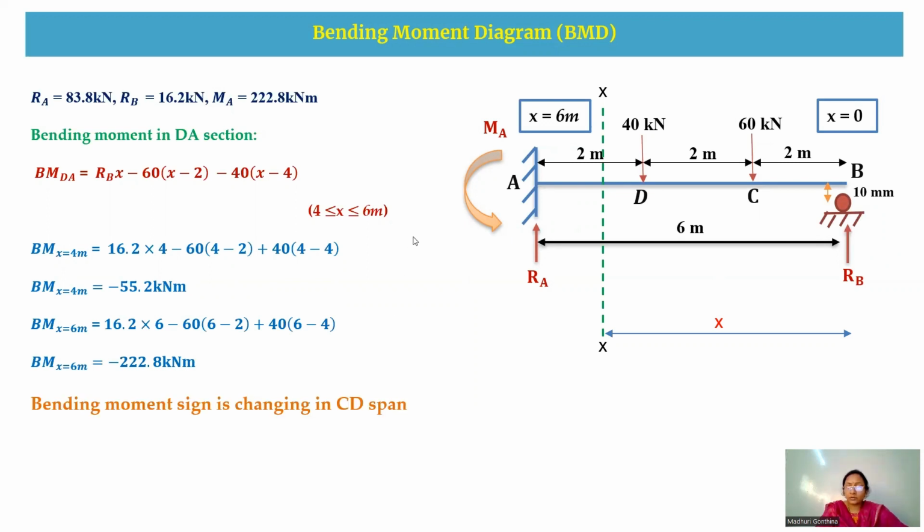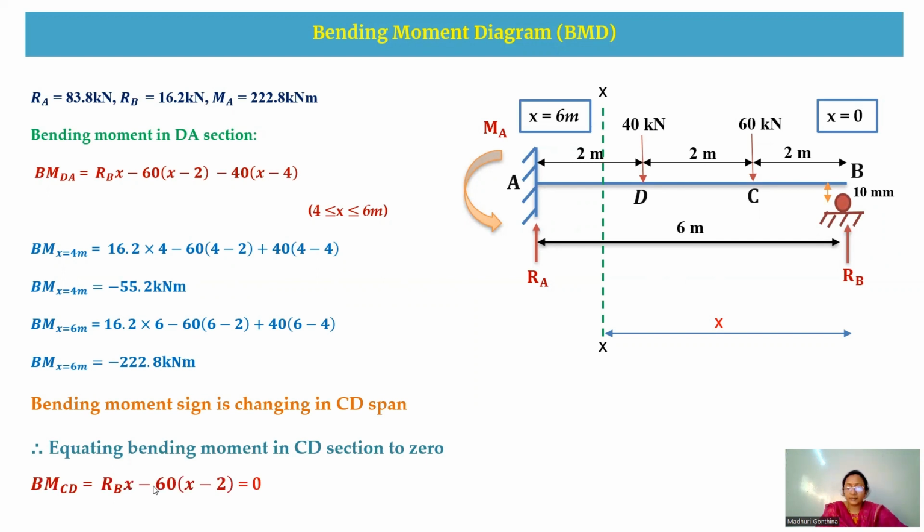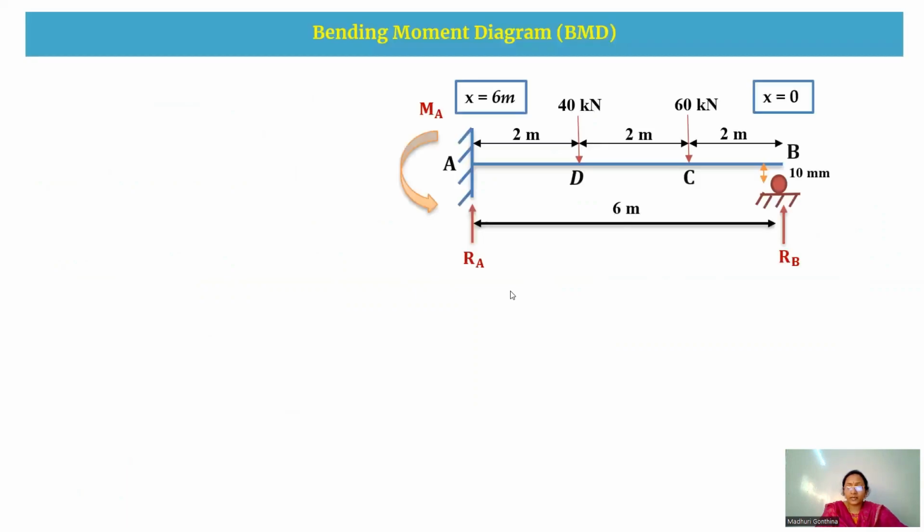Now, as we already discussed in the previous slide, the bending moment sign convention has changed in the CD span. So I'm equating the bending moment equation to 0 in the CD span. Now I got X equal to 2.74 meter. So this is the point of contraflexion. In the next slide, we are going to draw the bending moment diagram.